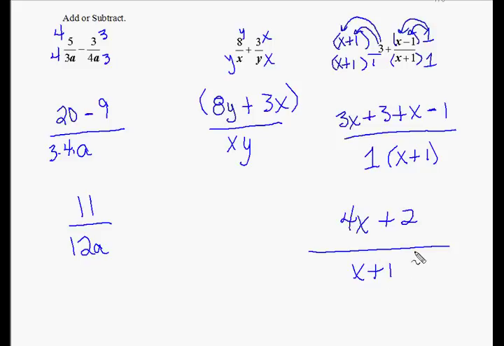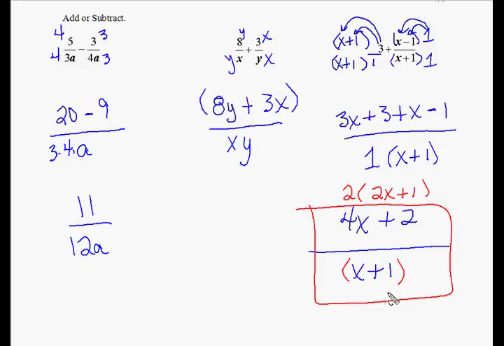Now you're not done with fractions unless you know for sure they don't reduce. Looking at this numerator, it looks like it might factor, so we should try and do that. The first rule in factoring is factor out what's common. There's a 2 common, and that would leave me a 2x plus 1. But you notice this 2x plus 1 will not reduce with this x plus 1 because they're really not the same. So our answer that we had originally, 4x plus 2 divided by x plus 1, is a fine answer.